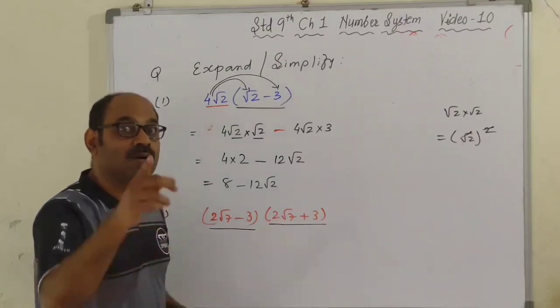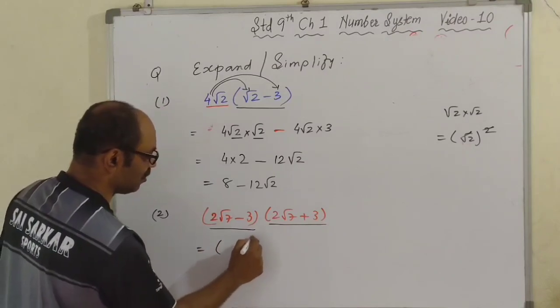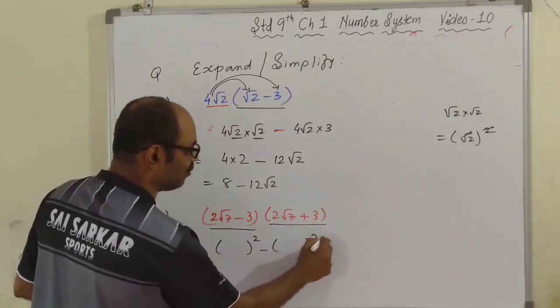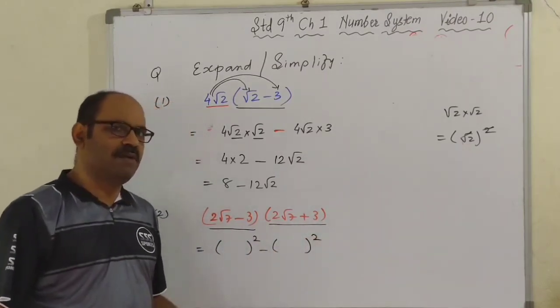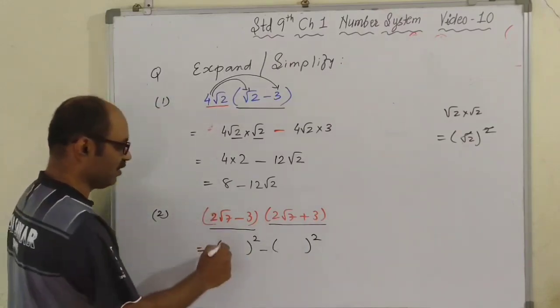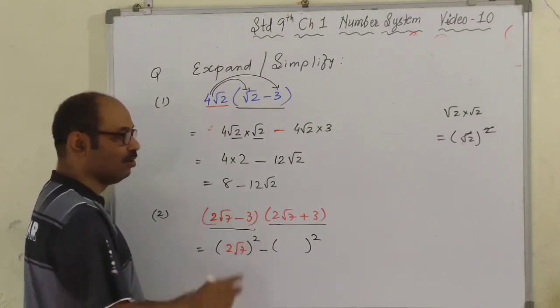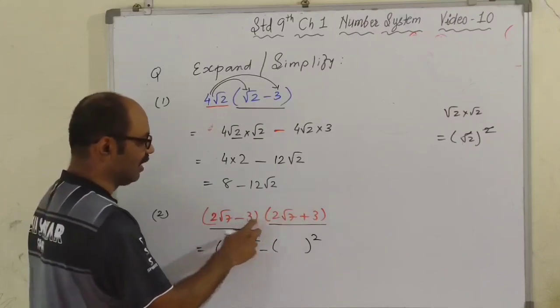They are opposite. What is the rule? What is the expansion? First term square minus second term square. This expansion will be most frequently used. Be careful. Alright. Now what is first term? 2 root 7. What is second term? You don't have to see the sign. Expansion identity lag gayi hai.